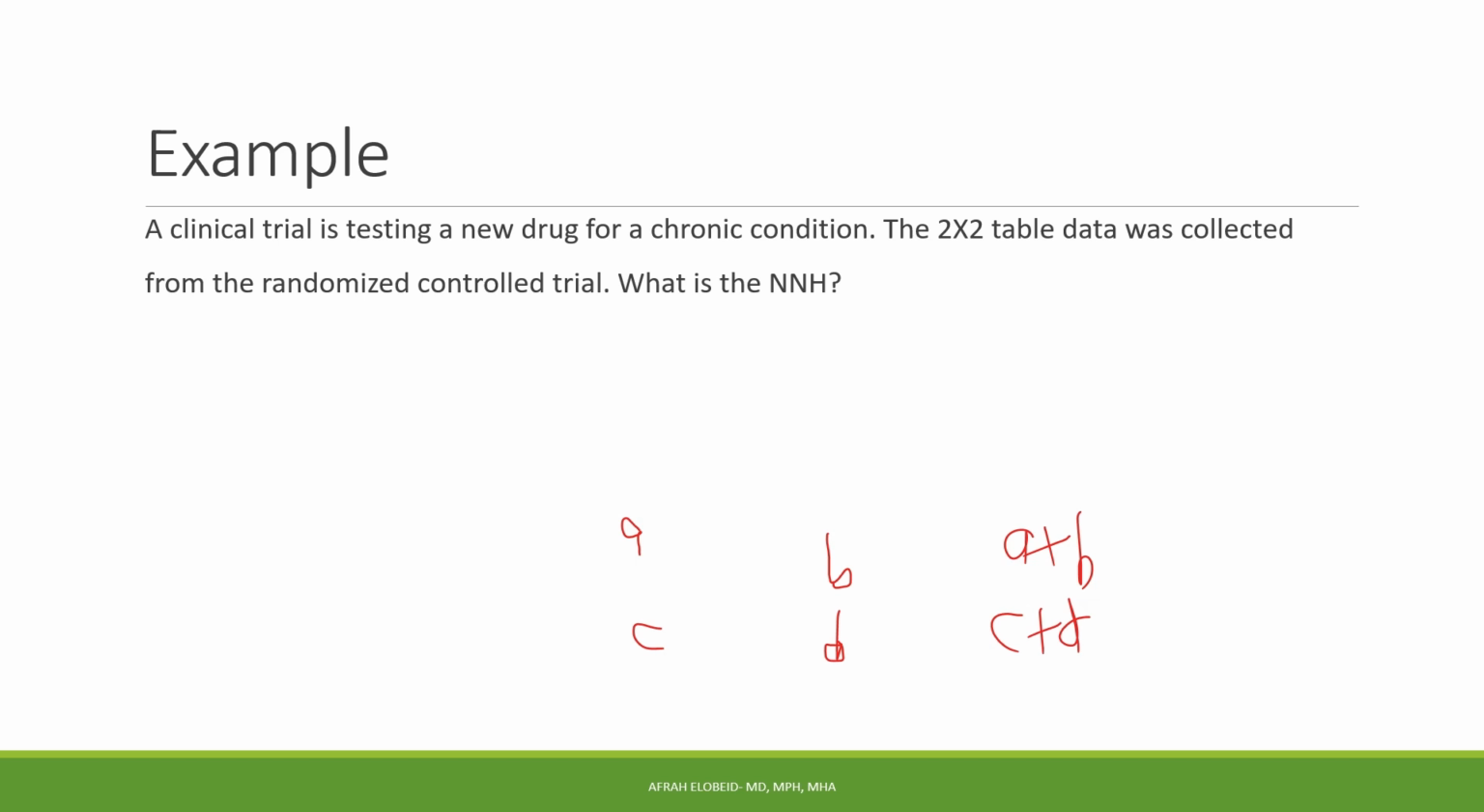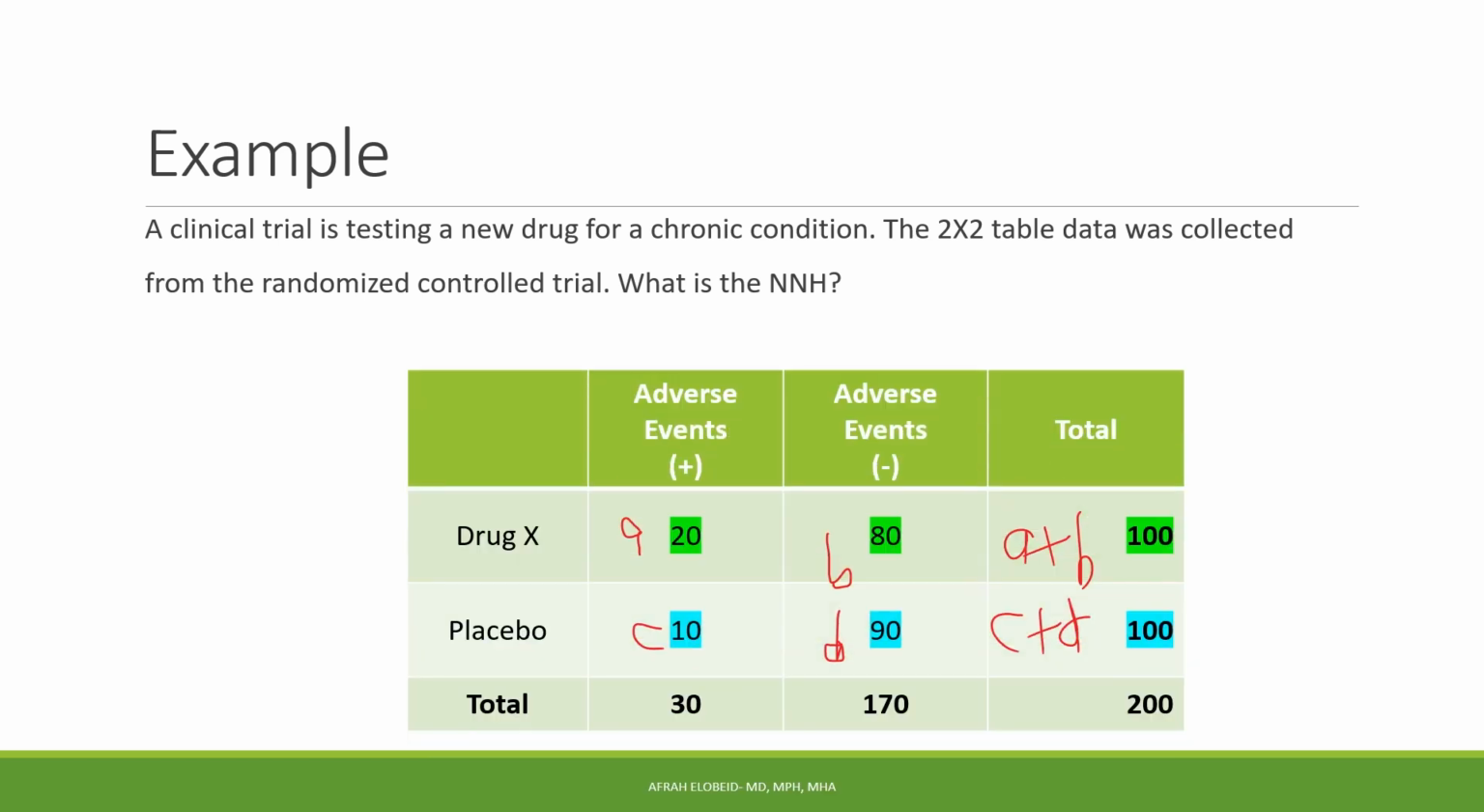This one says a clinical trial is testing a new drug for a chronic condition. The 2x2 table data was collected from the randomized controlled trial, and it's given in the 2x2 table. So what's the number needed to harm? And here is the 2x2 table. I want you to take a look at the labeling of the table. And here we have the adverse events when it's positive and when it's negative. Because remember, we are talking about harm.